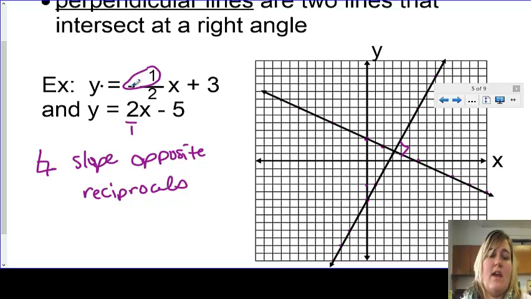Okay, notice that they're opposite sign. One is positive and one is negative, and that 1/2 is the reciprocal of 2, or 2 is the reciprocal of 1/2. Okay, opposite reciprocals for perpendicular lines.